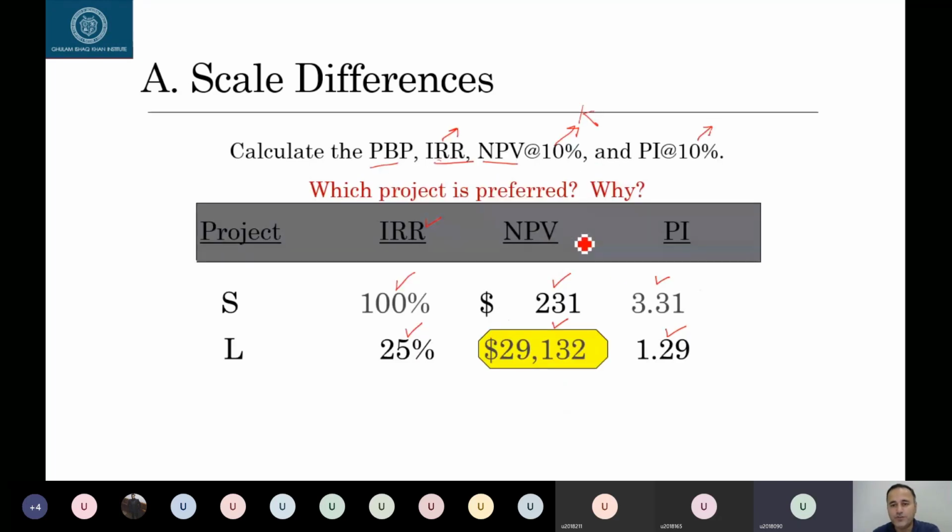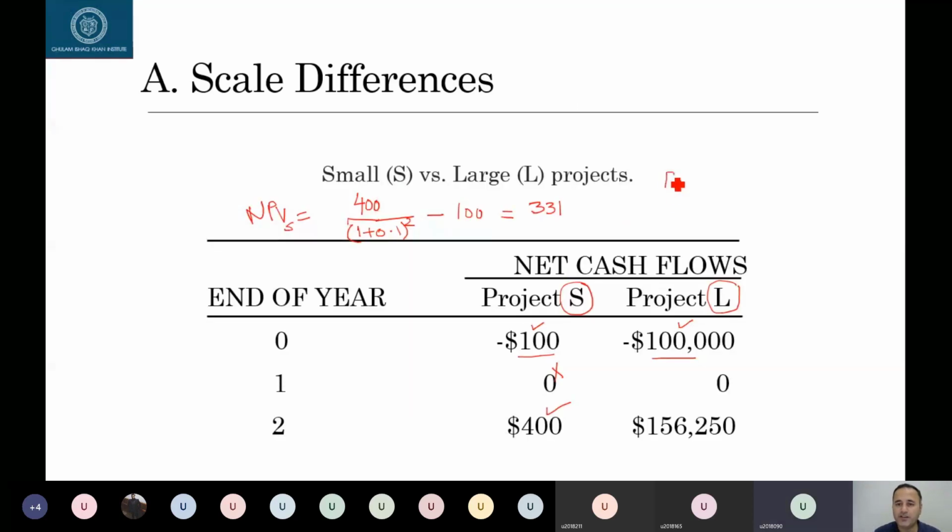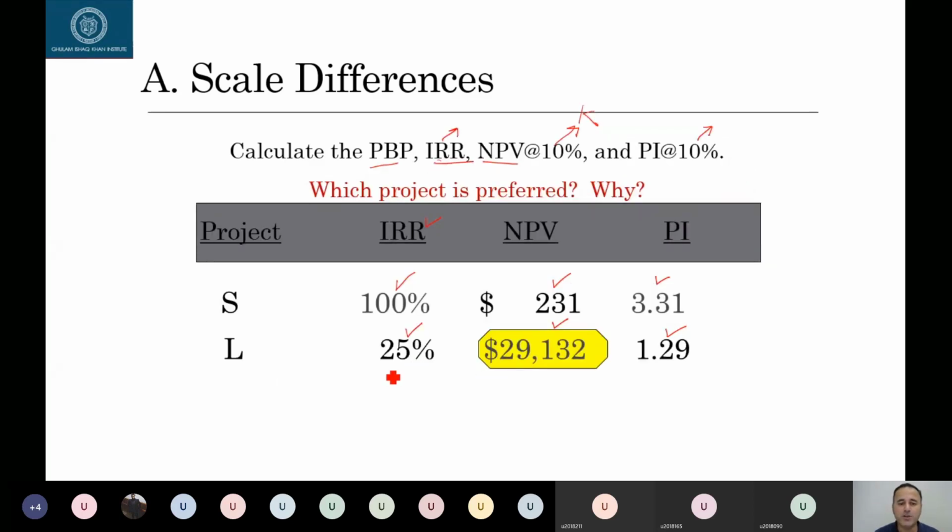So if you see here, the profitability index is 3.31. How do we calculate profitability index? It is 331 divided by 100. Oh, sorry, minus 100. So NPV is 231, and for profitability index, we take the 331 and instead of the minus sign, we divide by 100. So NPV is 231 and profitability index is 3.31. And similarly, you can calculate it for the larger project as well. The profitability index is 1.29.